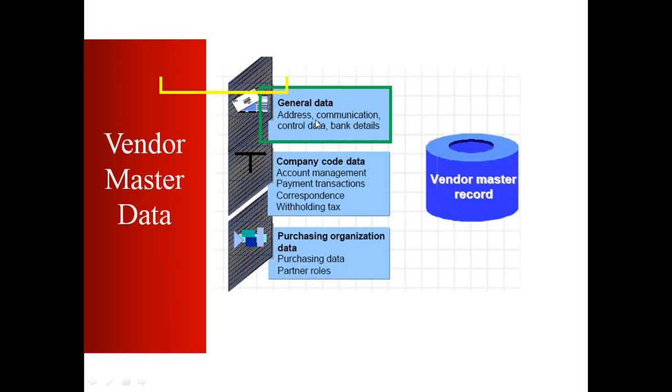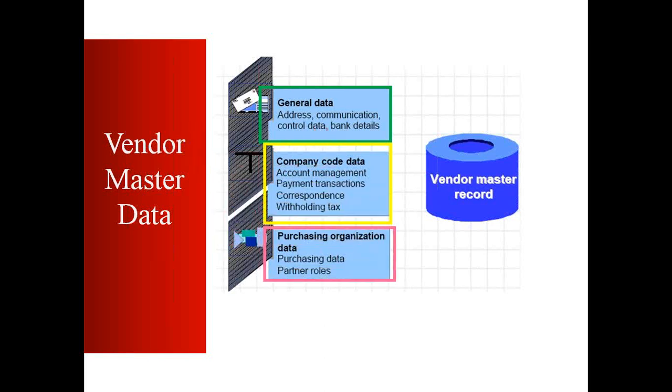Then the second type of data we have is company code data, where we enter finance related data, like who is the account person at the customer side, and what is the reconciliation account number of that company. Anything related to the finance side of SAP that is required from that vendor, we store in the company code data area.